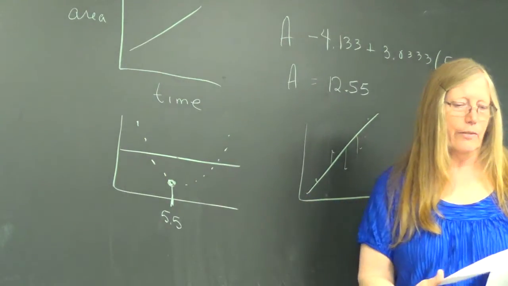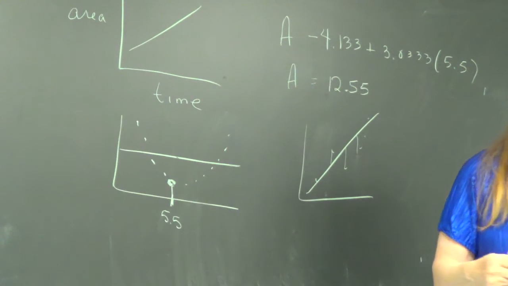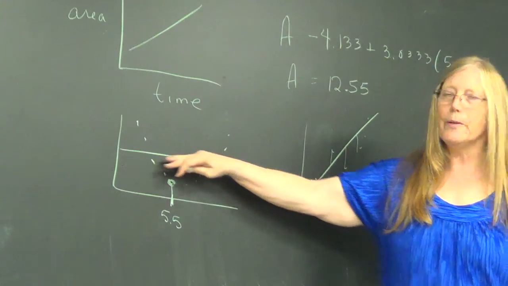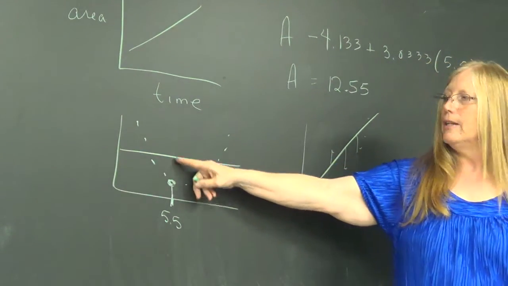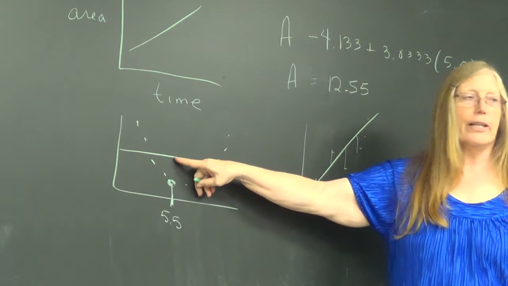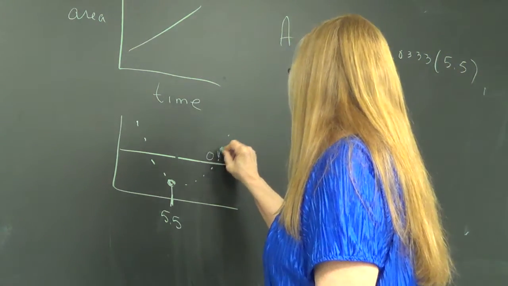So the question is, will your prediction be an underestimate or an overestimate? So here's your prediction. It's way above what the data actually showed at that point. So the prediction was above. The prediction is an overestimate.